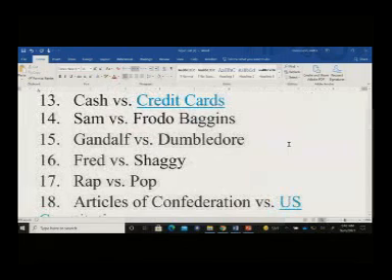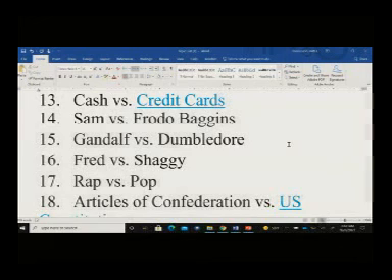Fred versus Shaggy, come on, Scooby-Doo, right? That might be a fun paper to write, because we all know what Shaggy is. Shaggy's a pothead, isn't he? So, yeah. And he was a pothead in the 60s and when he first came out, so that's nothing new.